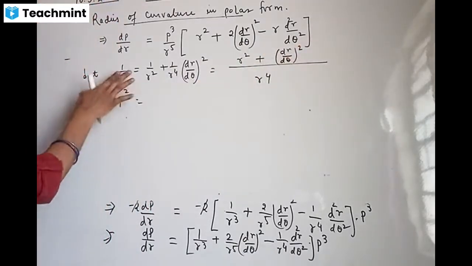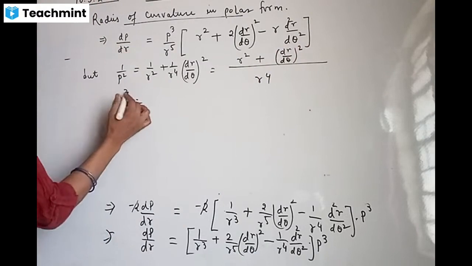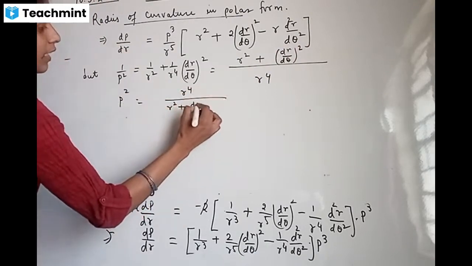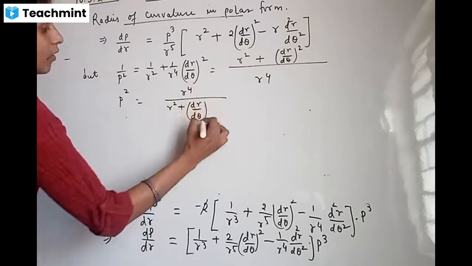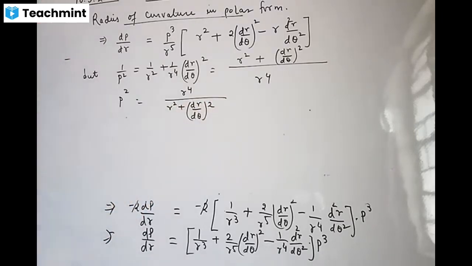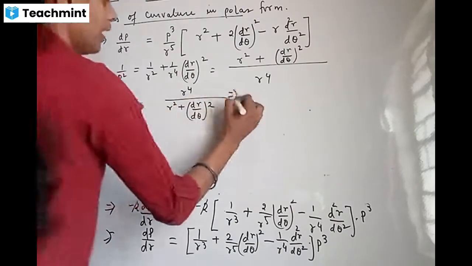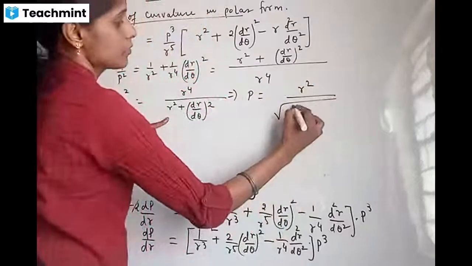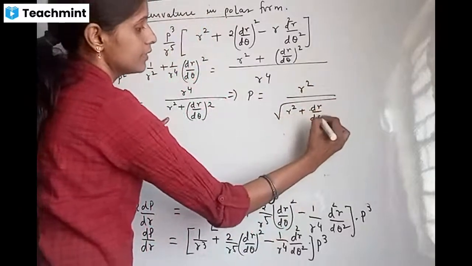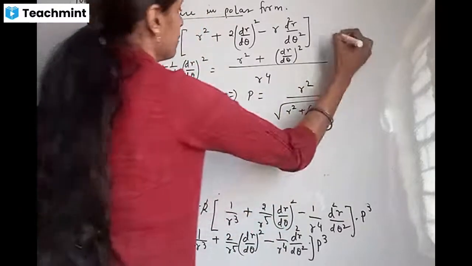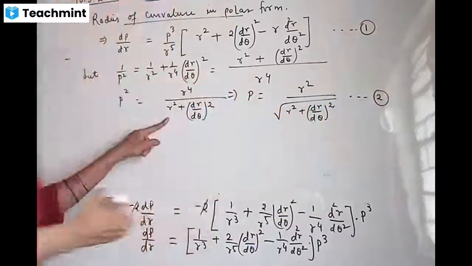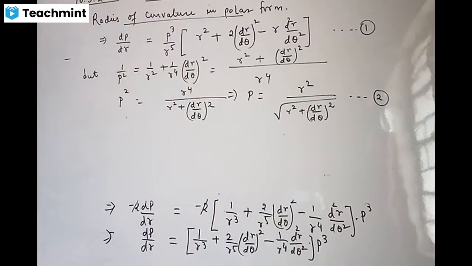So by reversing this, p square equals r to the power 4 by r square plus dr by d theta whole square. So this implies p equals r square by root over r square plus dr by d theta whole square. Put this as equation number 1. Any doubt, girls, up to this equation?